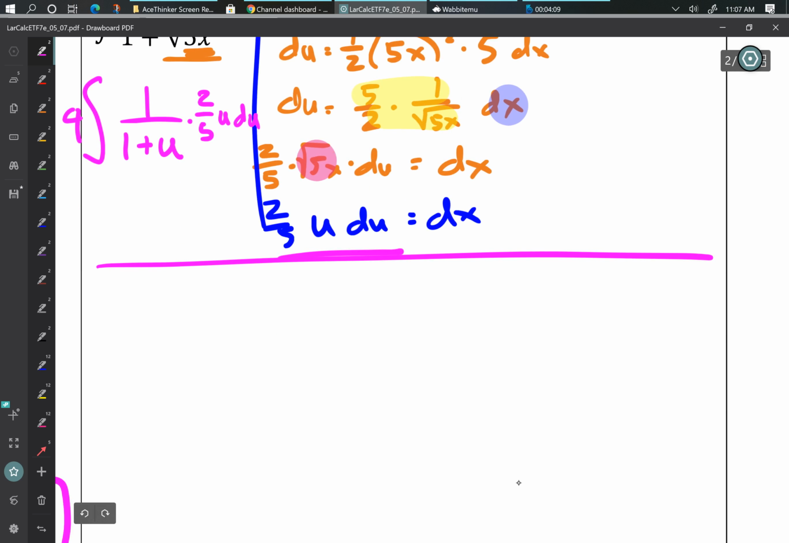And so that's going to get me, I'm going to take this 2/5 and move it out in front. And I'm going to take this u and put it into the numerator. Okay, so that's going to give me 8/5 times the integral u divided by 1 plus u du.